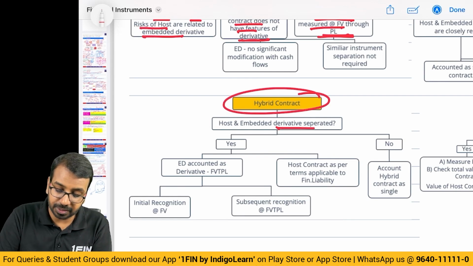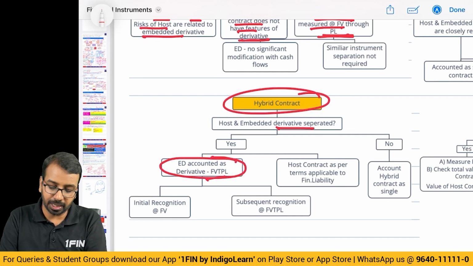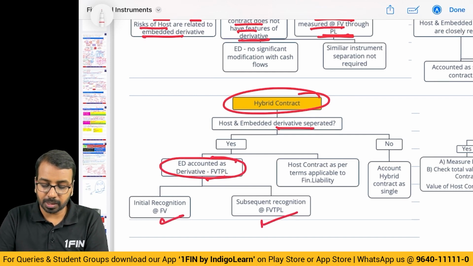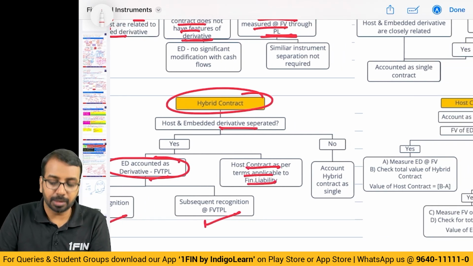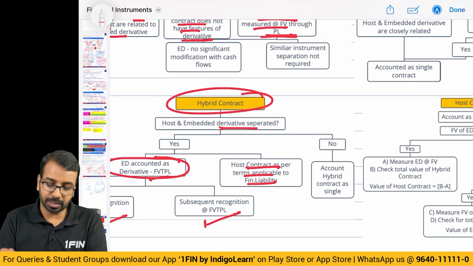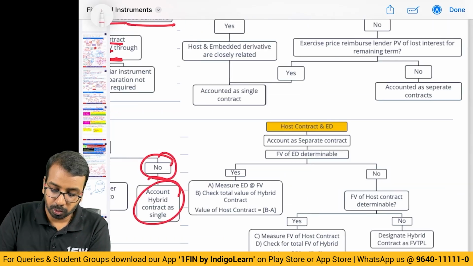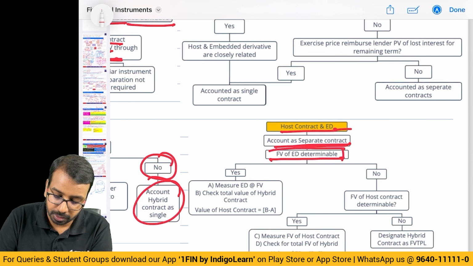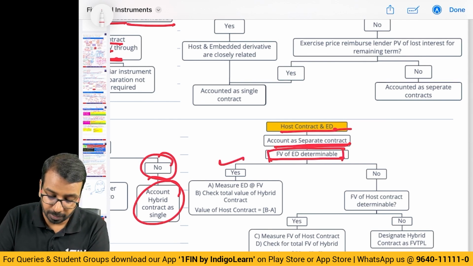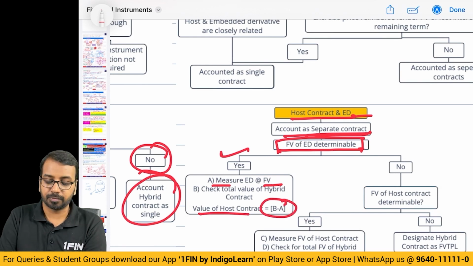it is separated. If it is separated, then the derivative will be accounted using FVTPL, initial recognition at fair value, subsequently through fair value through P&L. Host contract as per the applicable guidance applicable to financial liability. If it is not separated, account for it as a single derivative contract through P&L. Host contract and embedded derivative, if it is accounted for as a separate contract, then if the fair value of the embedded derivative is determinable, measure the embedded derivative at fair value, and the value of the host contract is total minus the fair value of the embedded derivative.